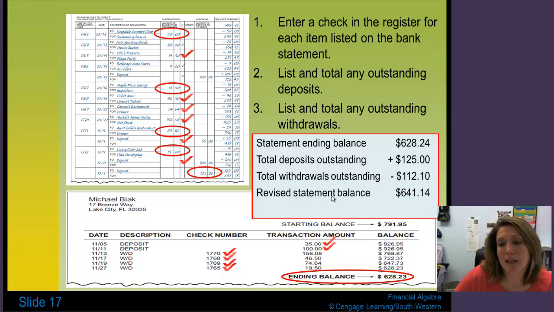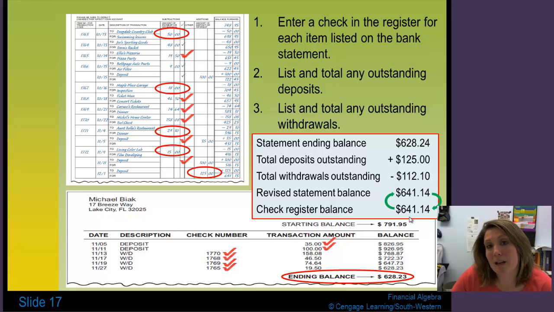My revised statement balance is, now I should say 13 here, $641.14, actually $641.13. And then the check register balance is $641. This should also say 13. Because these two values match here, we know that the bank has done everything correctly and we have done our math correctly in our check register.